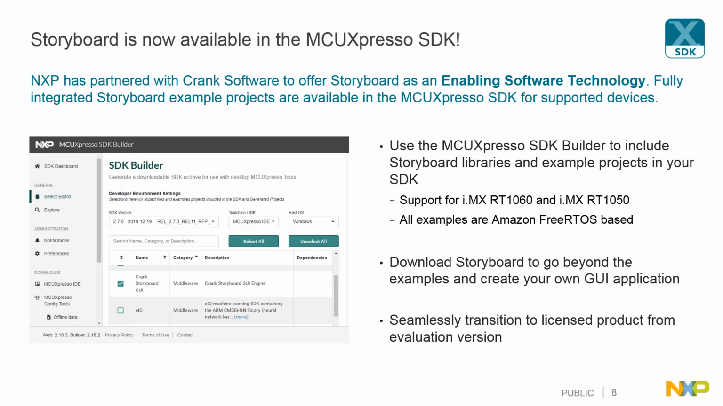So when you build and download your custom SDK for either of these parts, using the online SDK builder, you now have the option to include Storyboard as one of your optional software components. And when you do this, you'll have access to several fully functional examples that you can immediately program onto your board to get a feel for the entire solution. Crank also offers a 30-day free trial of Storyboard, so if you want to go beyond these examples that are included in the SDK, you have the option to do so. And this really makes upgrading to a full-featured paid version of Storyboard quite seamless, and you'll really be able to see how streamlined this whole process is during the next demo in just a little bit.